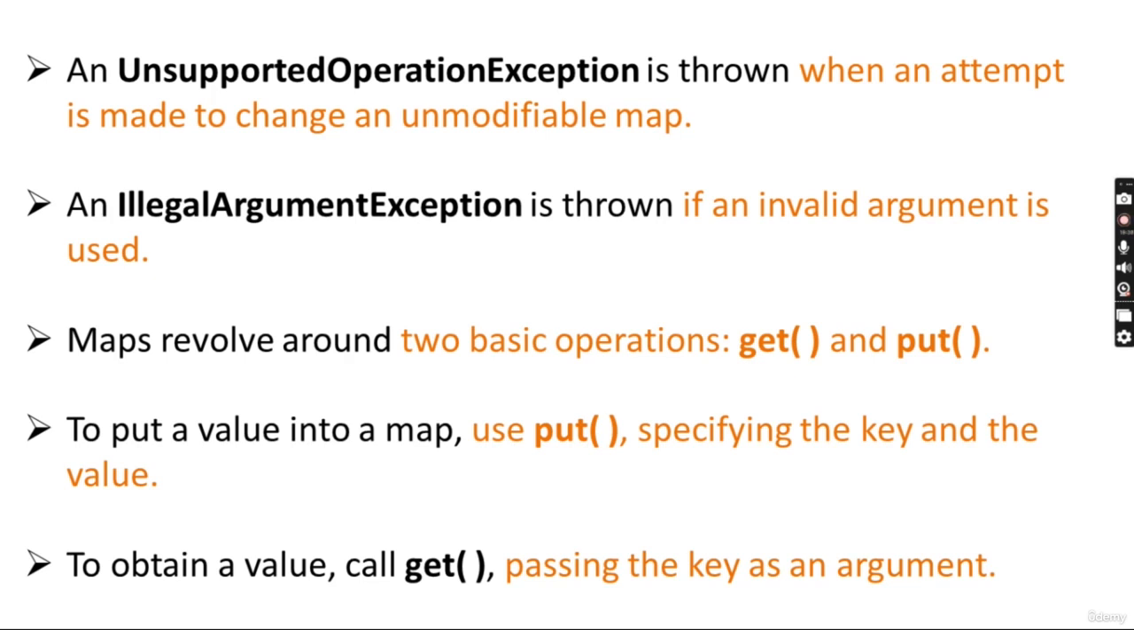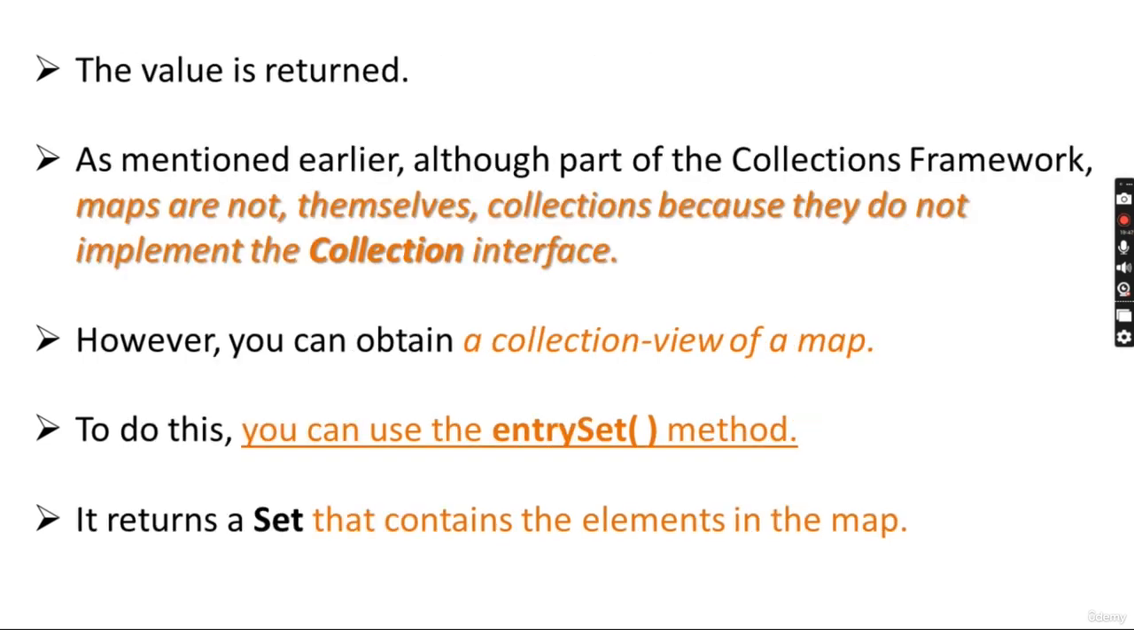Maps revolve around two basic operations, get and put. To put a value into a map, use put, specifying the key and the value. To obtain a value, use get, passing the key as an argument. The value is returned. As mentioned earlier, although part of the collections framework, maps are not themselves collections because they do not implement the Collection interface. Maps are not collections, but you can obtain a collection view of a map. You have to remember this.